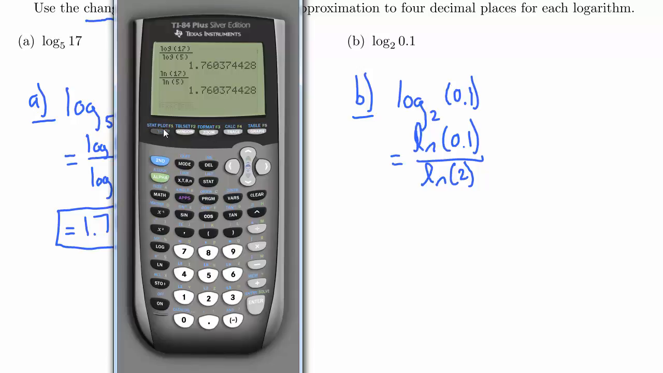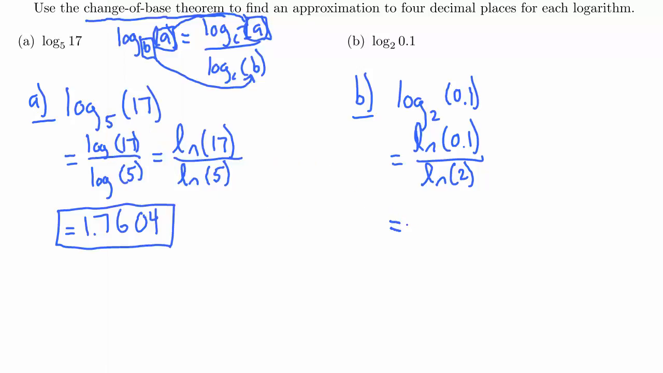So if I do alpha y equals enter, and I type in the natural log of 0.1, by the way, natural log of 0.1 is negative, over the natural log of 2, which is positive, so negative over positive should give you negative, which will be negative 3.3219. So that's negative 3.3219.